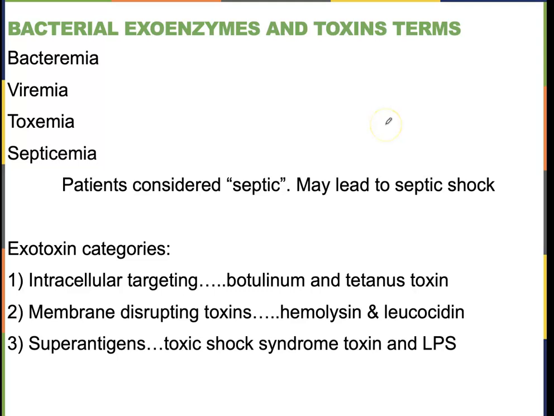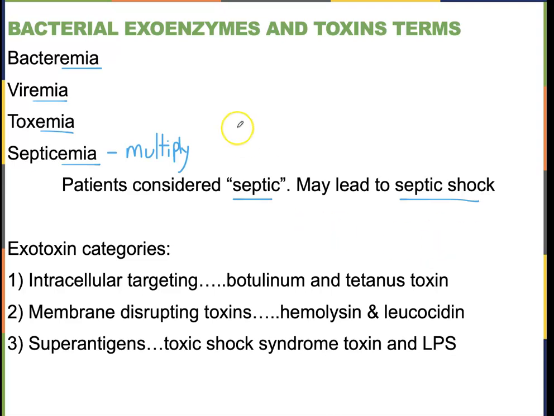Okay, so we're going to talk about some exoenzymes and toxins. Here are some terms: bacteremia, viremia, toxemia, and septicemia. The emia is what we have in common here, and that's in the blood. Bacteria in the blood, viruses in the blood, toxins in the blood. Septicemia is a little bit different. In septicemia, bacteria are multiplying in the blood. They're actually reproducing in the bloodstream, and that's very dangerous. Patients are considered septic at this point, and it can also lead to septic shock, just like exactly this kind of shock we talked about with LPS.